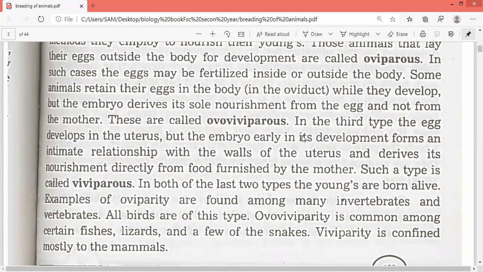In the third type, the egg develops in the uterus, but the embryo early in its development forms an intimate relationship with the wall of the uterus and derives its nourishment directly from the food furnished by the mother.